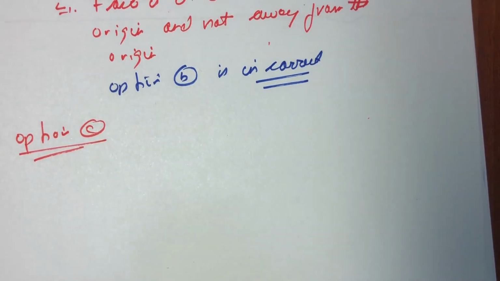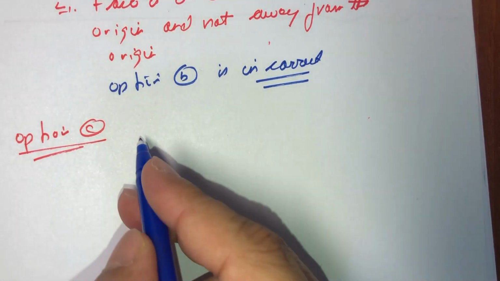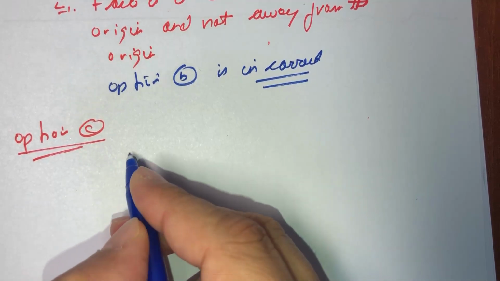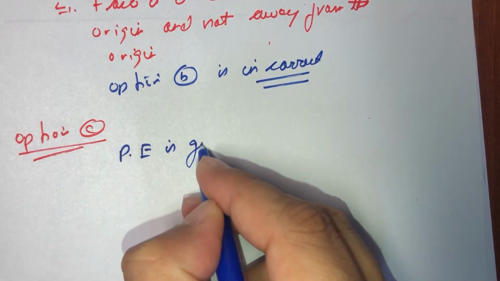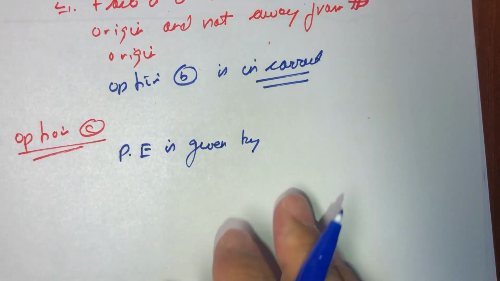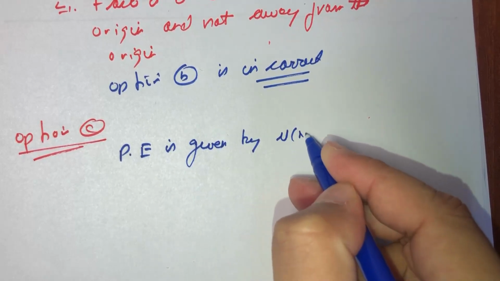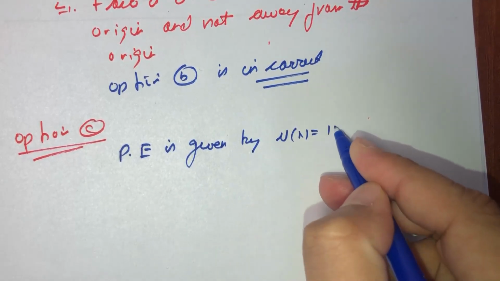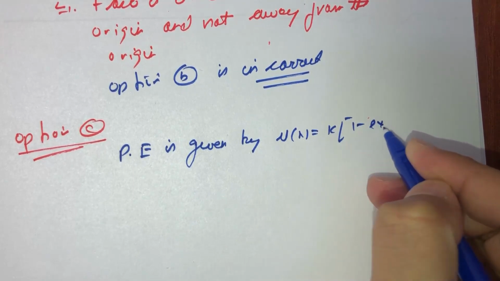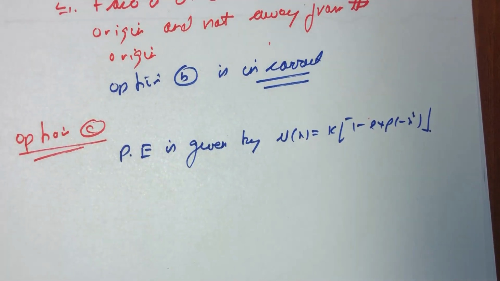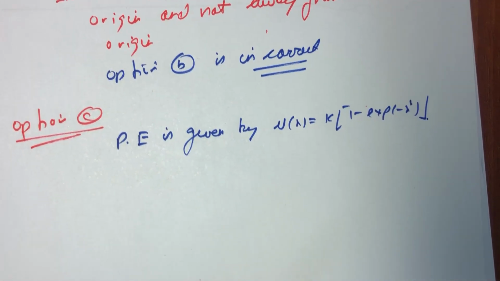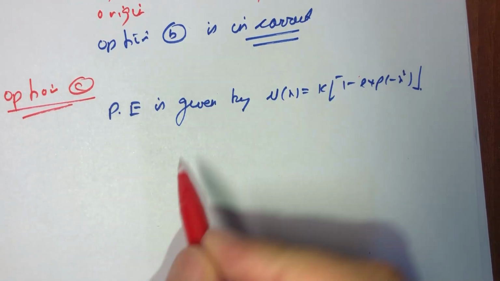Option C. Okay. And we have the energy equation, or rather the potential energy, which is given by U(x) = K(1 - exp(-x²)). Then we can find out what the potential energy will be at the origin.